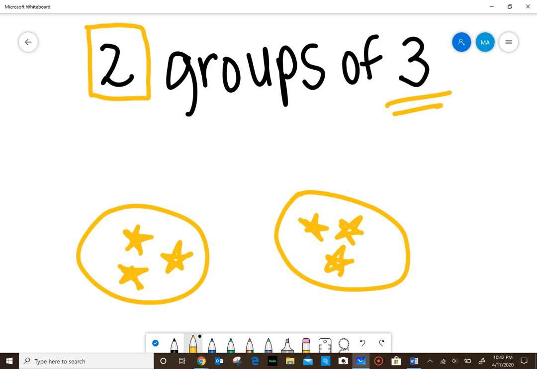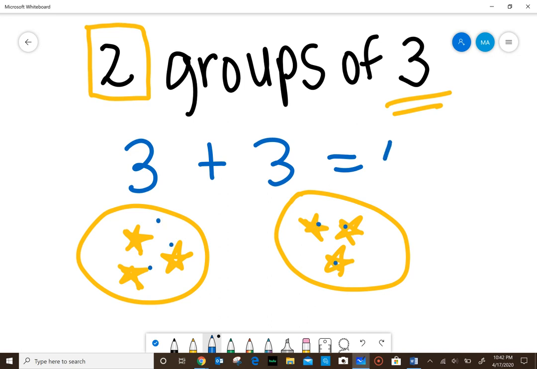And now don't forget that we have to solve. So we have to find out how many stars we have in both groups altogether. So we have 3 stars in the first group plus 3 stars in the second group gives us how many total stars? Well, let's count them. 1, 2, 3, 4, 5, 6. We have 6 total stars.